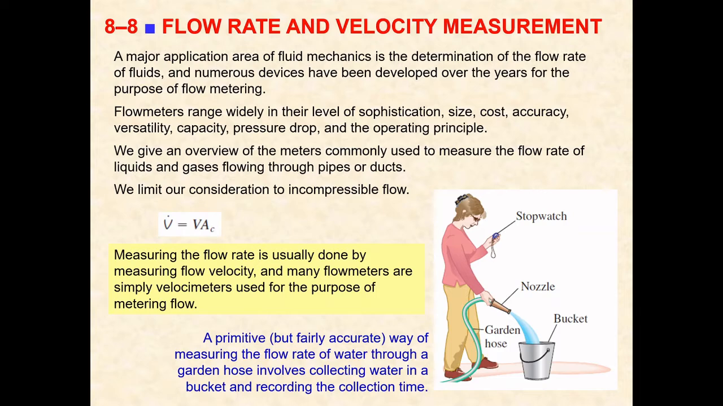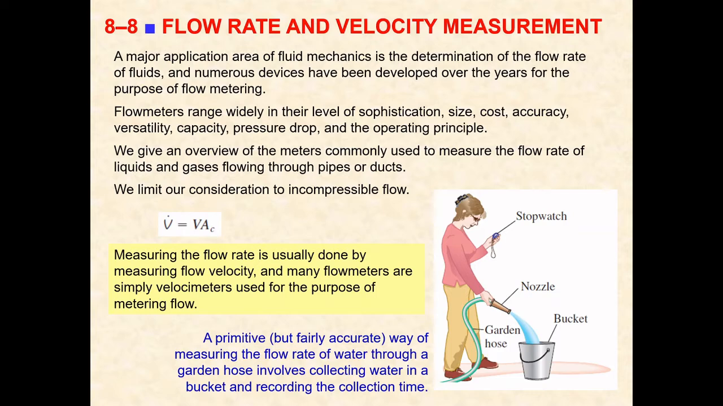A major application area of fluid mechanics is the determination of flow rate of fluids. Numerous devices have been developed over the years for the purpose of flow metering. Flow meters range widely in their level of sophistication, size, cost, accuracy, versatility, capacity, pressure drop, and operating principles. We give an overview of the meters commonly used to measure the flow rate of liquids and gases flowing through pipes and ducts. We limit our discussion to incompressible flow.